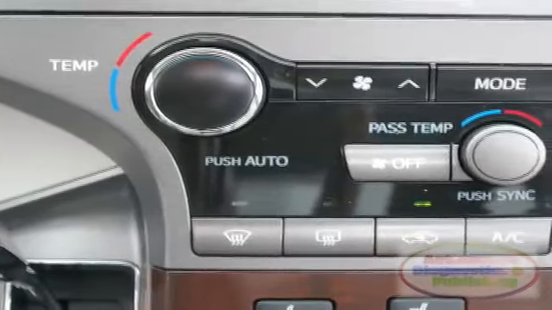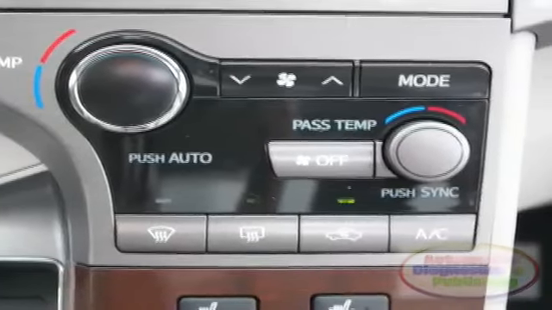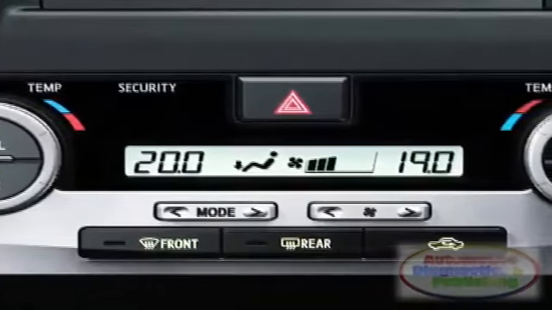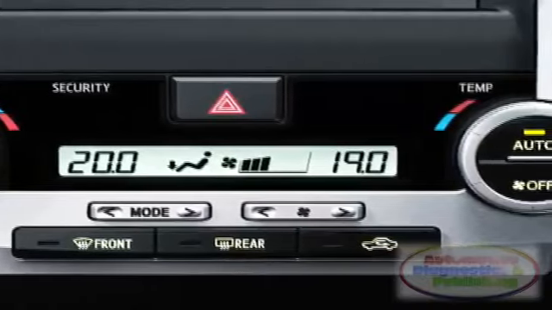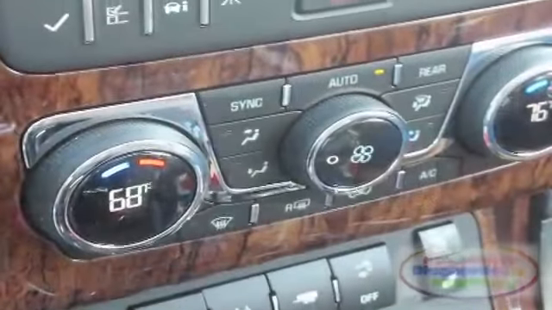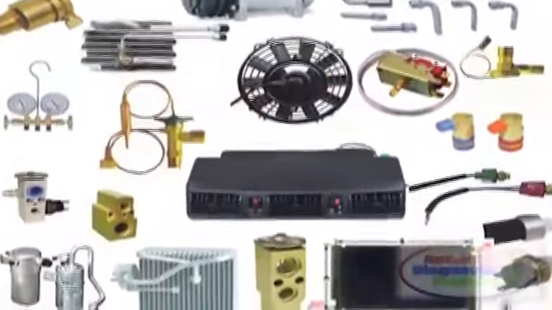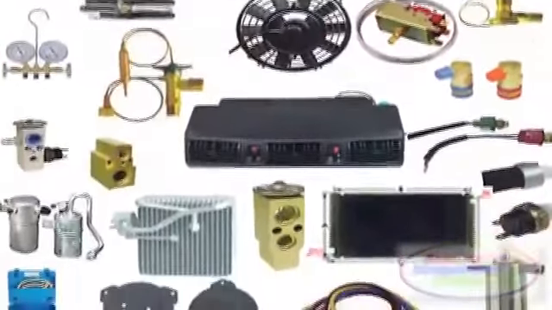Auto air conditioning systems at a glance. Automotive air conditioning came about in the 1940s. Since then, technologies such as computerized automatic temperature control, which allow you to set the desired temperature automatically, have added a great deal of complexity to today's modern air conditioning system.